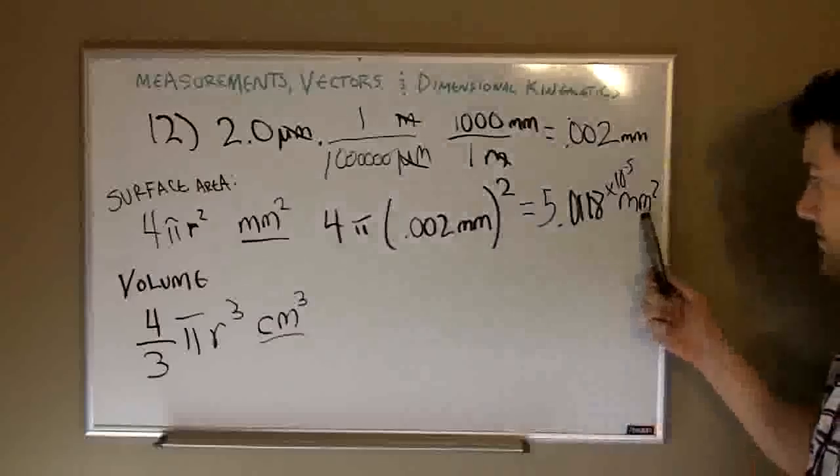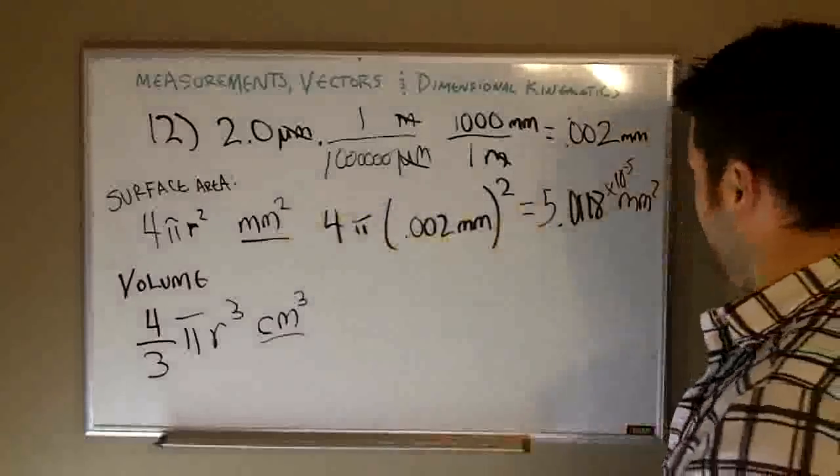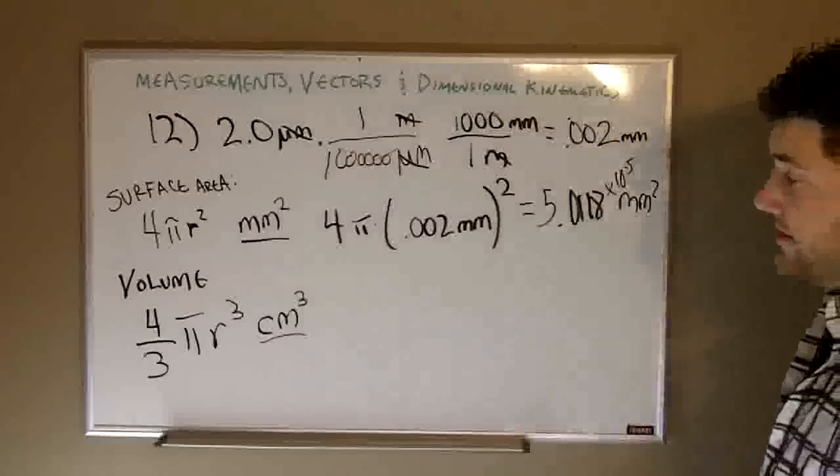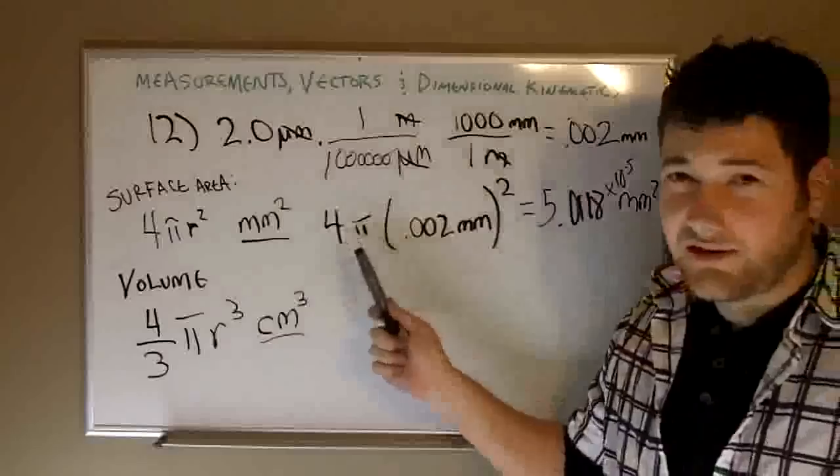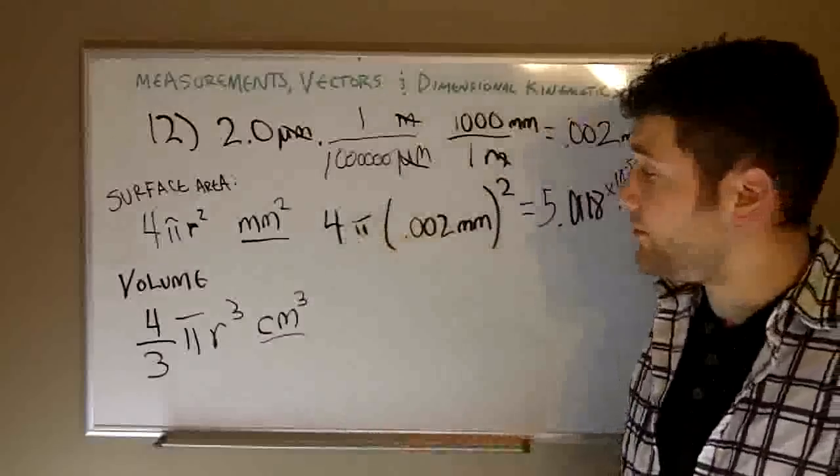So we're checking our millimeters squared. Yeah, that's correct. And then we need to check our significant figures. And you might be saying, oh, there's only a 4 here. There's only one significant number for a 4.